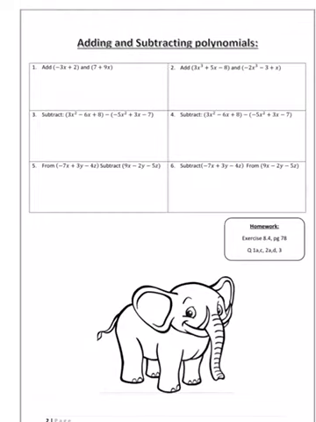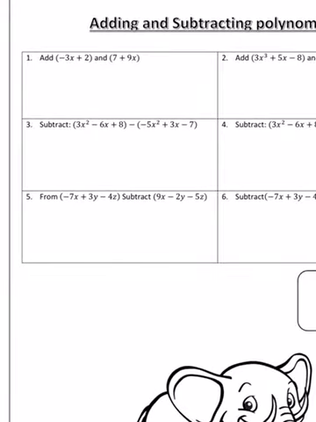All right, then for this next one, adding and subtracting polynomials. Polynomials, remember, lots of terms. 2, 3, 4, 5 terms. So in this case, we're going to be adding and subtracting the polynomials. So the easiest way to look at it is just to do the example.